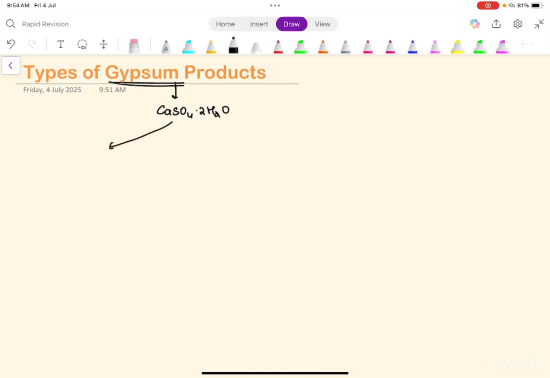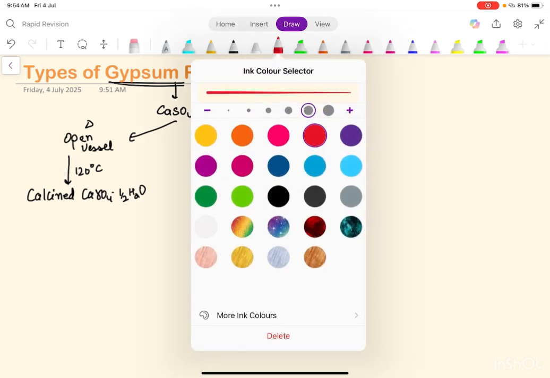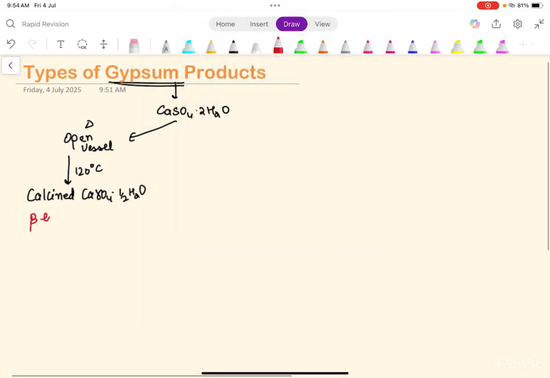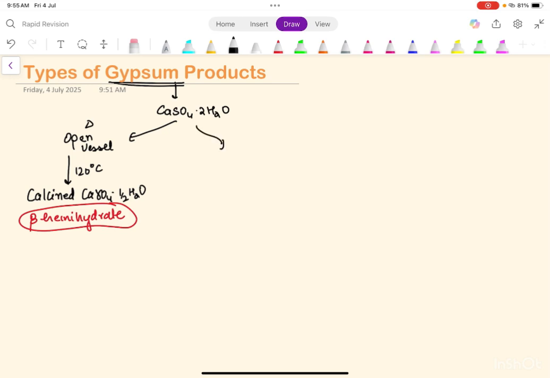First of all, if I heat this calcium sulfate dihydrate in an open vessel, at a temperature of 120 degrees Celsius, I will get a form of calcined calcium sulfate hemihydrate. Now this form is called beta hemihydrate. This is important. This is what is the plaster. So now coming on to the second procedure.